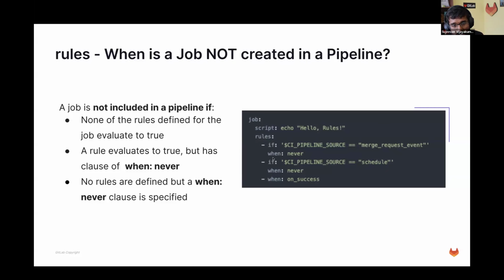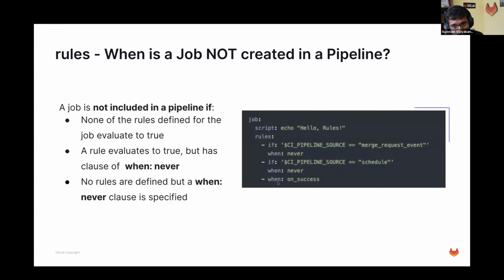And in that case, it should not run. So why is that the case? You may have merge request branches or scheduled pipelines, which you can configure in GitLab in general. And if that is the case, then it should not be run. This job should not be run. And this is when never can be useful.